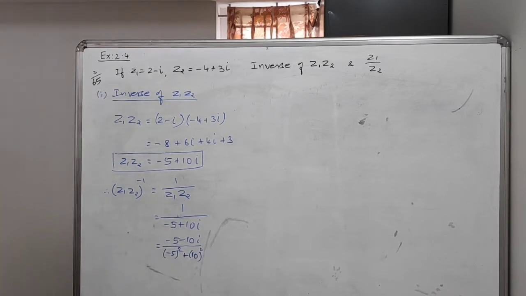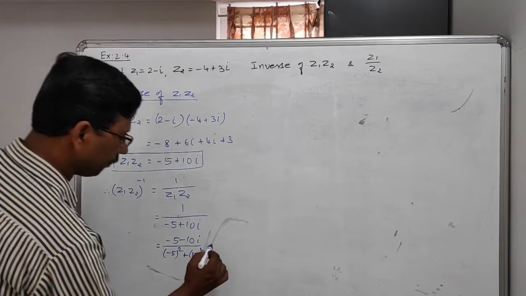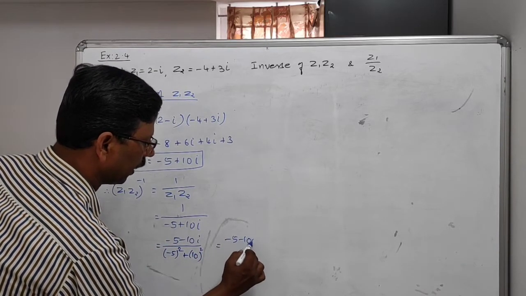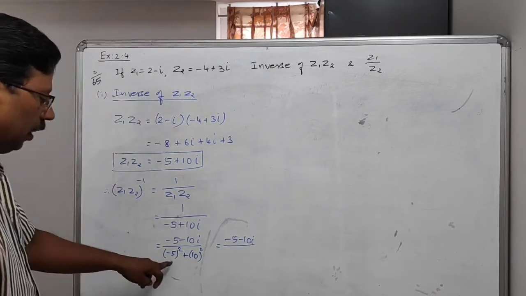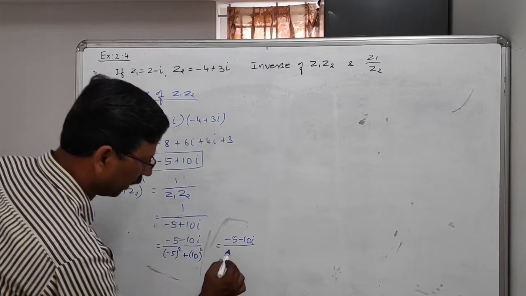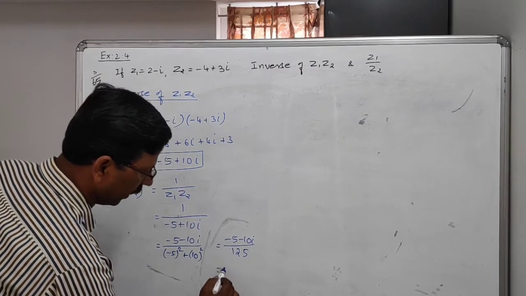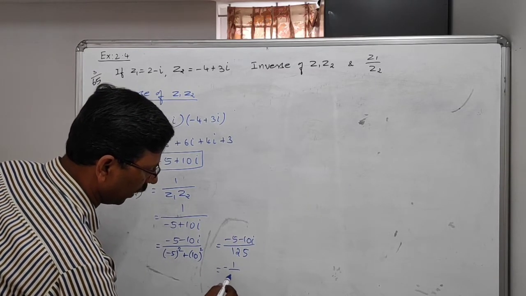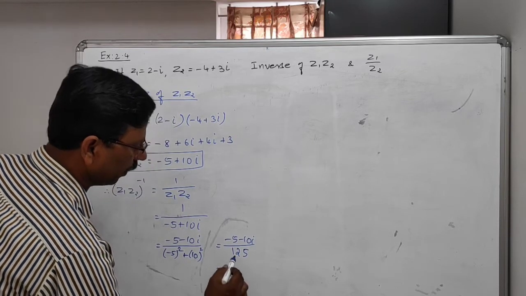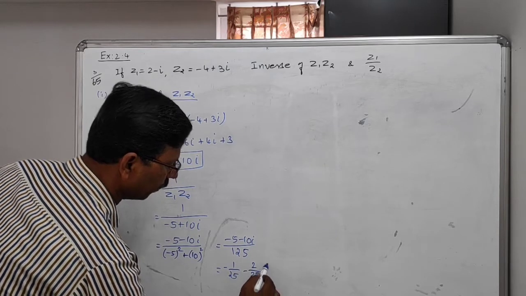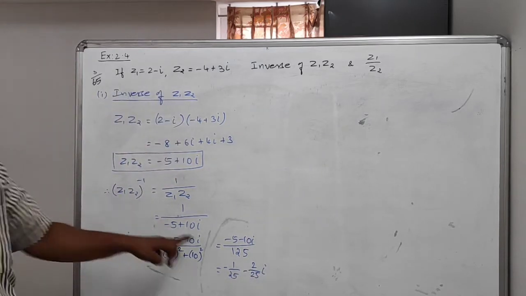You do not take the i. Therefore, this will be minus 5 minus 10i by 25 plus 100. You can get 125. Now, if you simplify this one, minus 1 by 25, then minus 2 by 25 i. Now we have written the inverse of this one.